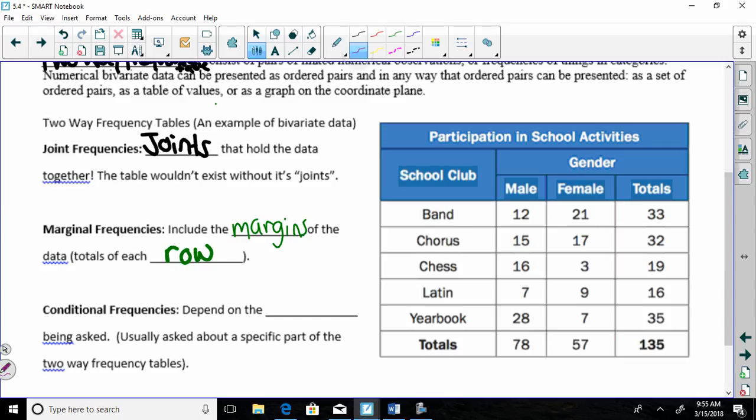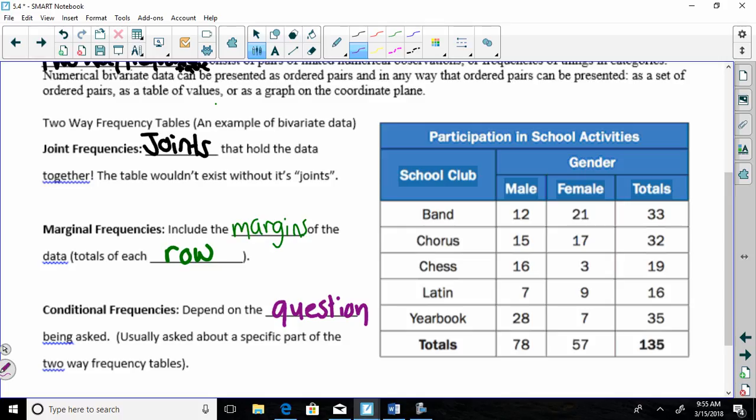And so the last thing we're going to go over is conditional frequencies. Conditional frequencies depend on the question being asked. That was like when we were talking about, out of the people who had cats, how many people have dogs? So it's like, out of this, what was the situation? That's called conditional frequencies.